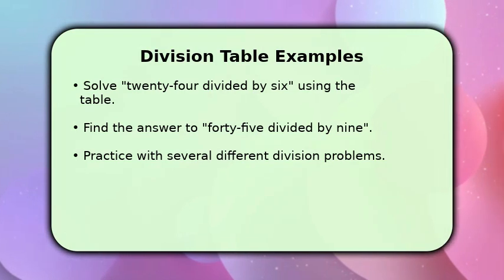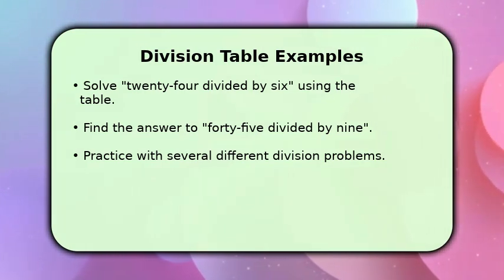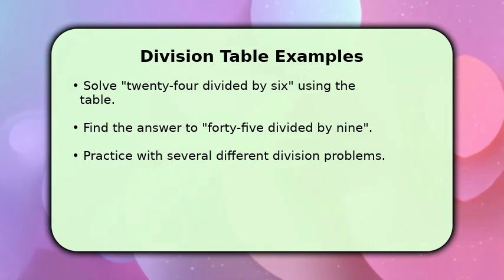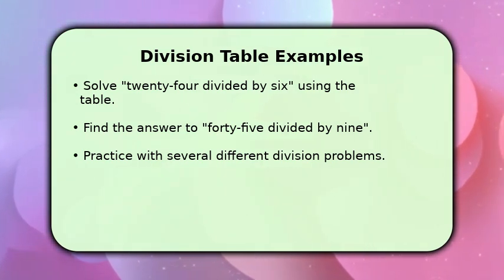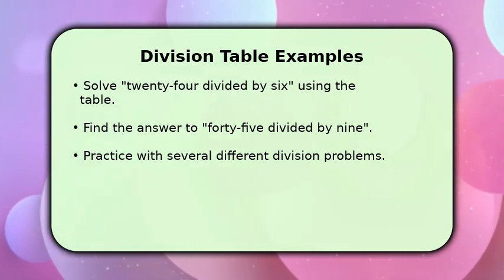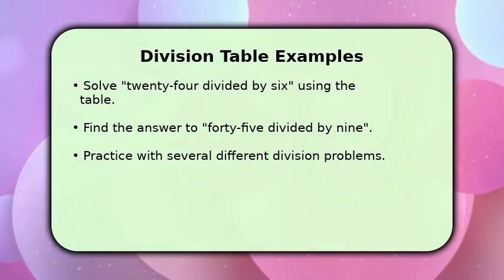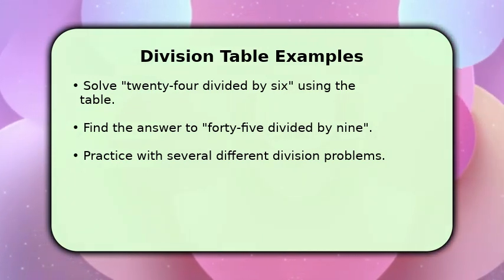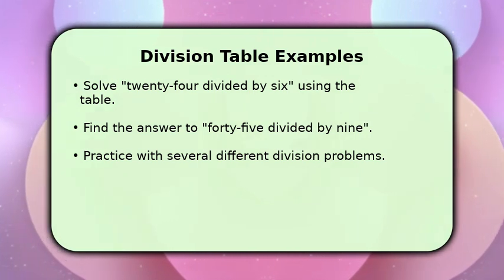Let's try an example: 24 divided by 6. Find 6 in the top row, then go down to 24. Now, look left to find the answer, which is 4. Another example: 45 divided by 9. Locate 9 in the left column, then move right to 45. Look up to the top row, and you'll see 5. Practicing these steps makes division much easier.